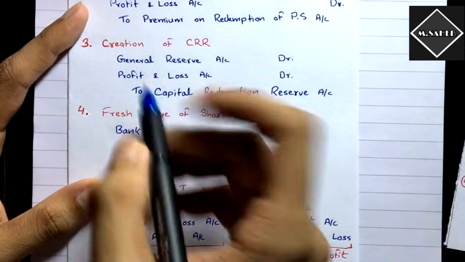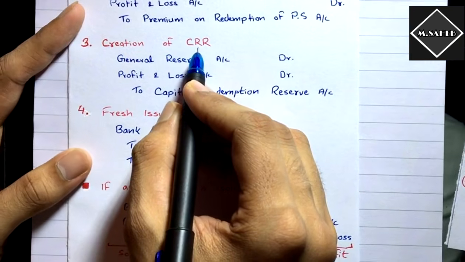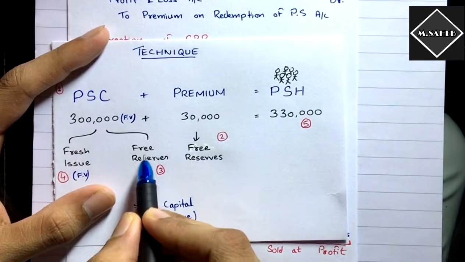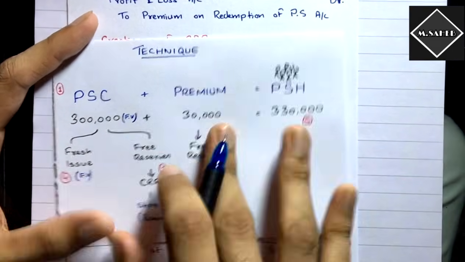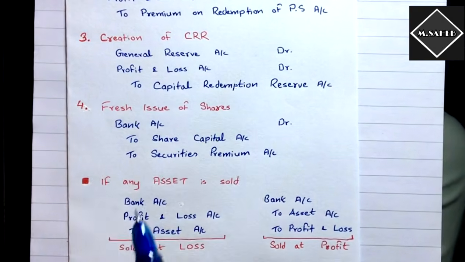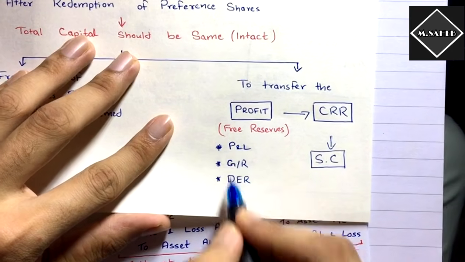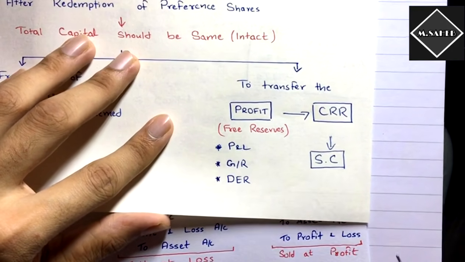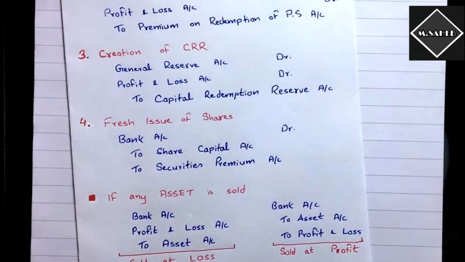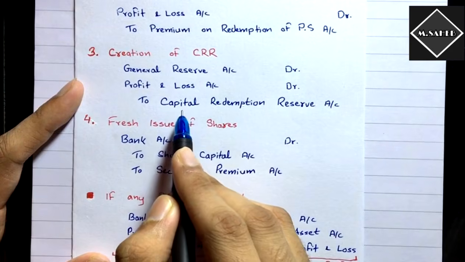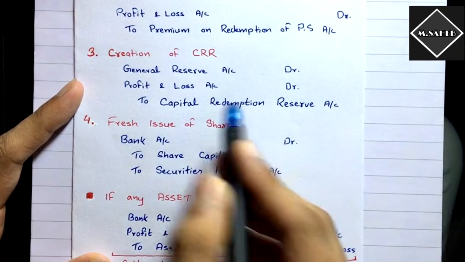So the entry is creation of CRR. You can transfer only free reserves to CRR. Free reserves such as general reserve, profit and loss, dividend equalization reserve, and investment allowance reserve are the free reserves. All that you can use to transfer to the special reserve called the capital redemption reserve.